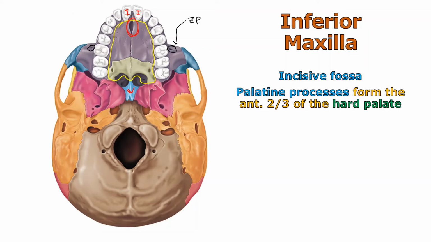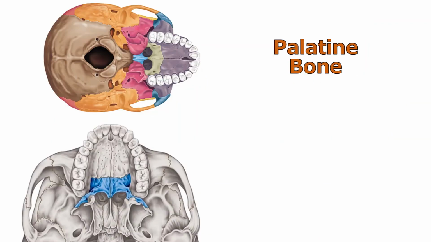So the palatine processes, which I'm going to mark PP and PP, there they are. They form the anterior, the front two-thirds of the hard palate. And of course, the back portion is going to be formed by that gray bone here, which we'll call the palatine bone, which we'll see in a moment. The transverse palatine suture is right here and separates those two processes of the maxilla from the palatine bone that is posterior to it.